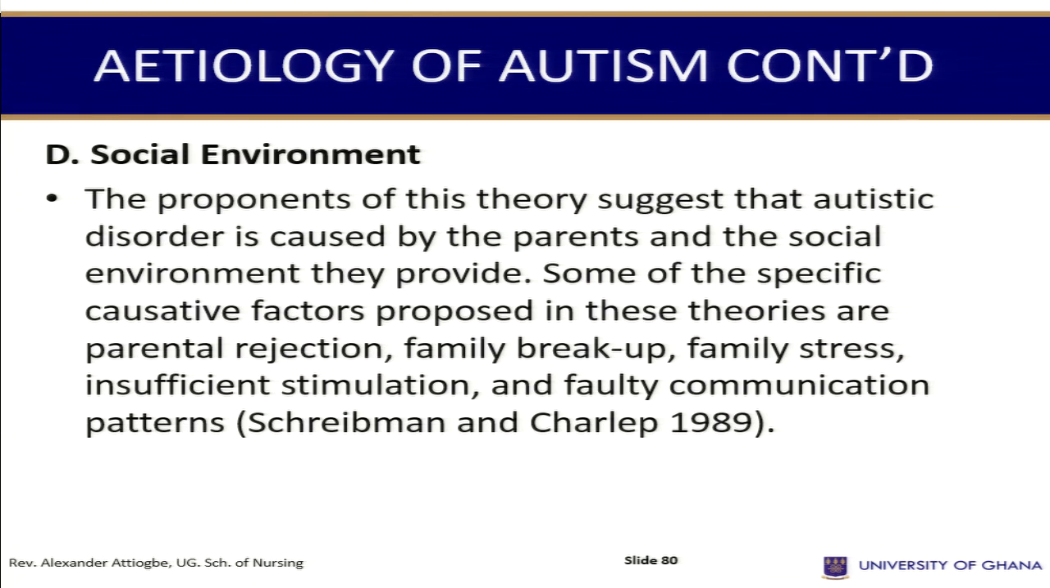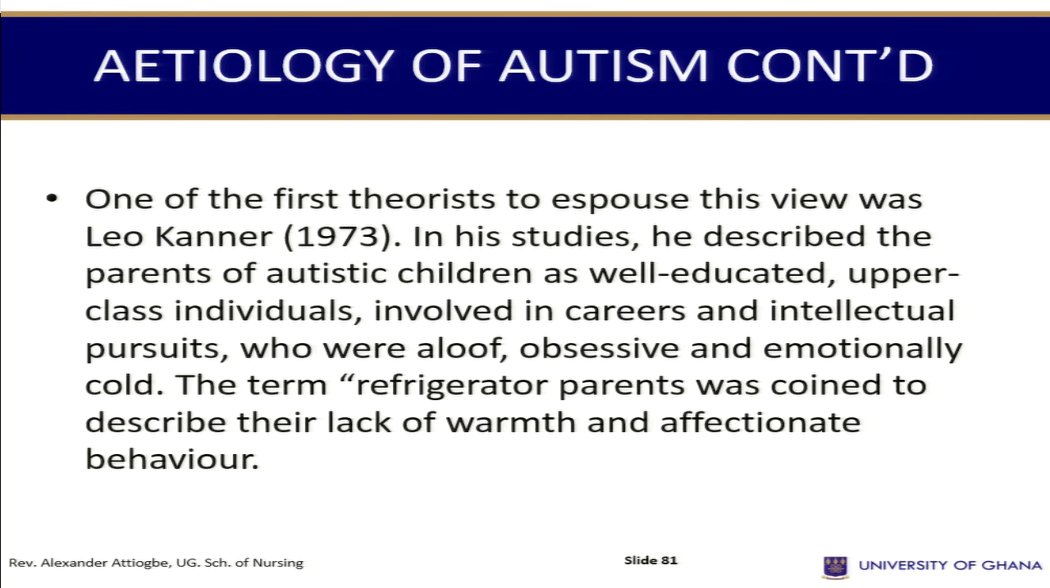Social environment. The proponents of this theory suggest that autistic disorder is caused by the parents and the social environment they provide. Some of the specific causative factors proposed in these theories are parental rejection, family breakup, family stress, insufficient stimulation, and faulty communication patterns. One of the first theorists to espouse this view was Leo Kanner in 1973. In his studies, he described the parents of autistic children as well-educated, upper-class individuals involved in careers and intellectual pursuits who were aloof, obsessive, and emotionally cold. The term refrigerator parents was coined to describe their lack of warmth and affectionate behavior.